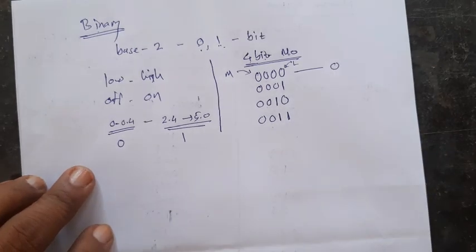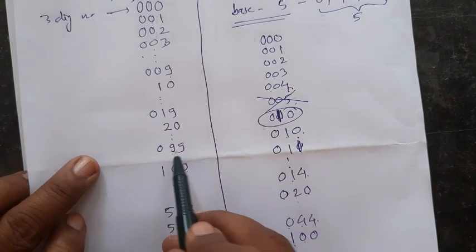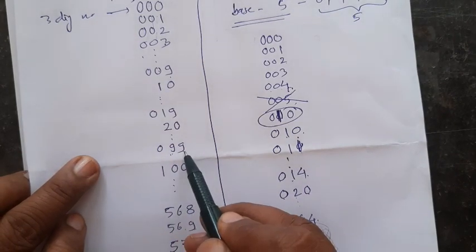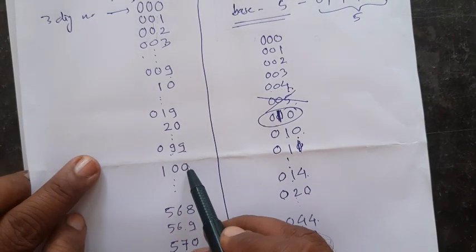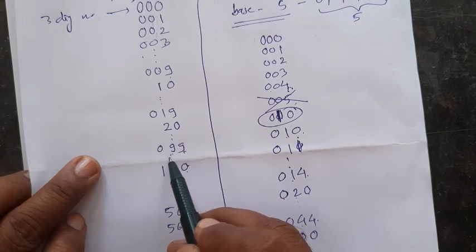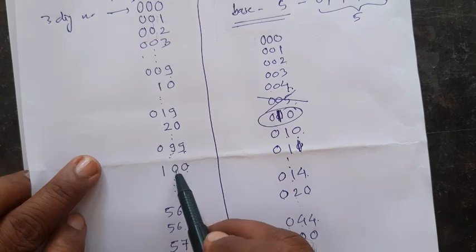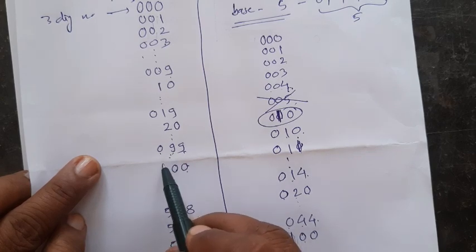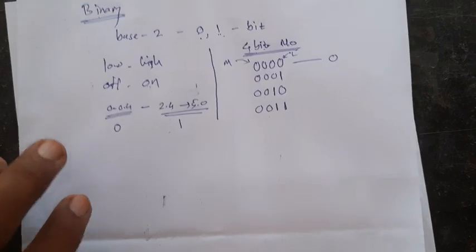Now again the situation is something like 99. Correct? What will I have to do? I will have to increase the least significant digit by 1. It is not possible. Therefore, reset it to 0. Increase the next significant digit by 1. It is not possible. Reset it to 0 and increase the next significant digit by 1. The same technique we will have to adopt here.